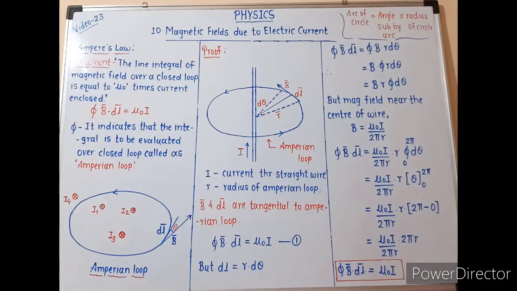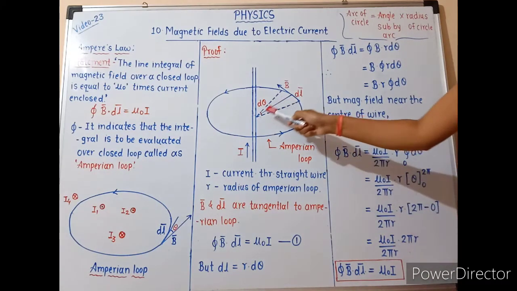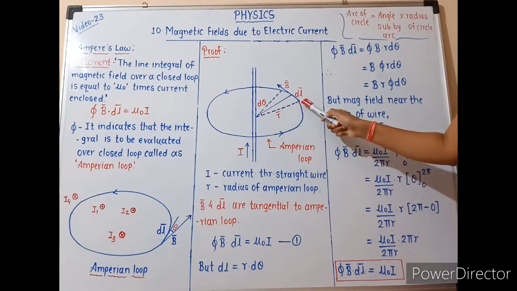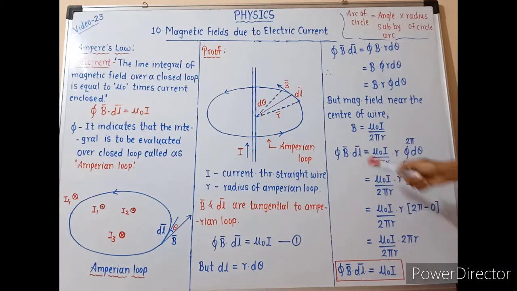In the previous lecture, you studied that the magnetic field near the wire is given by the formula B is equal to mu 0 I upon 2 pi r. So substitute this value of B in the above equation. We get the integration over the closed loop of B bar dot dl bar is equal to mu 0 I upon 2 pi r into the integration of d theta.